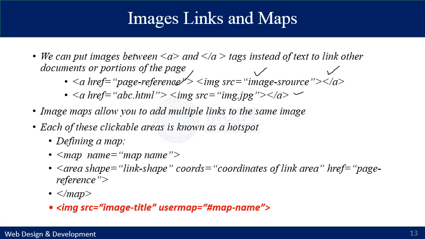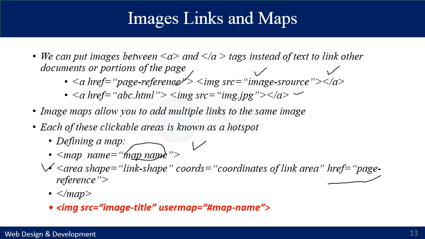Image maps allow you to add multiple links to the same image. For example, you can create a map and you can add the reference to each area. So for that you have to define it, and it can be defined using a map tag, and you can specify the map name. In the map you can specify one or more areas that will be linked to a hyper reference.